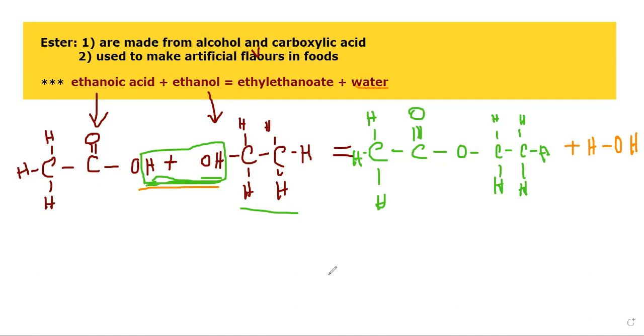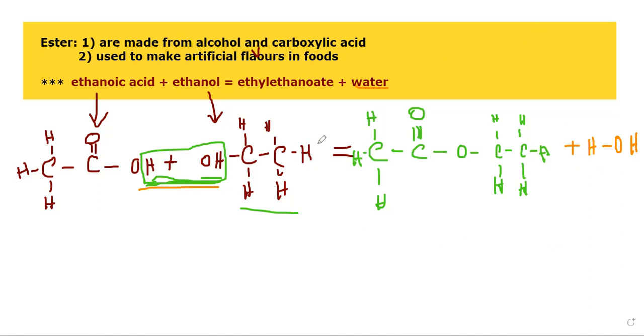What we are going to do is just remove H and OH. We are going to remove H from ethanoic acid and OH from ethanol. That is all. And this H and OH are going to make water as the product. And if we just join this ethanoic acid and ethanol without H and OH, we are going to get the product that is ethyl ethanoate.